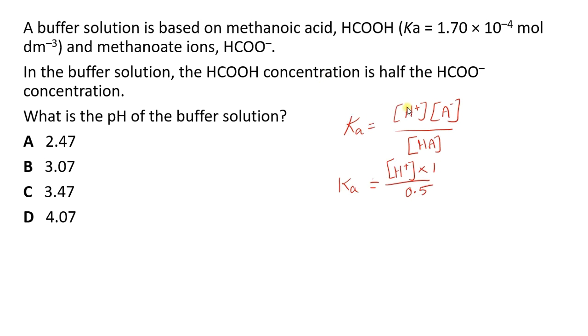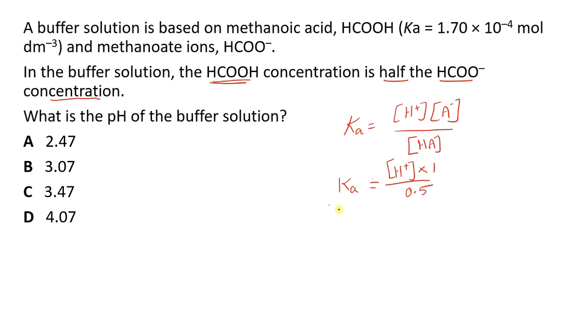Okay, I think a good place to start is a Ka expression like so, as it's given here. We have the concentration of the acid is half as much as the conjugate base concentration. So I have fixed that as 1. Instead of the A minus, I put that as 1, and this acid concentration should be half of that, so I put 0.5, so you get the ratio correct.